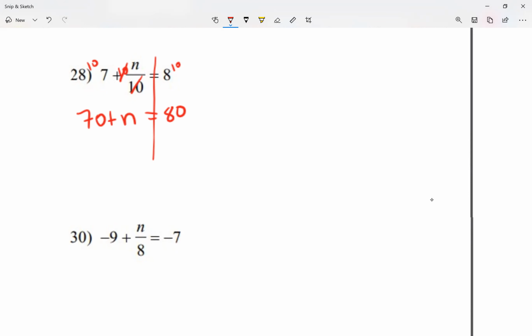Okay, I want the term with the letter by itself. So that's 70. Let me move it over as a minus 70. Don't forget to switch the sign. So I get that n is equal to 10, right? 80 minus 70 is 10. Again, what do I mean by the solution? On the original equation, if instead of n you write 10, you're going to have 7 plus 1 equals 8. That's a true statement, right? 10 is the only number that, if I substitute it for the variable, will give me a true statement.